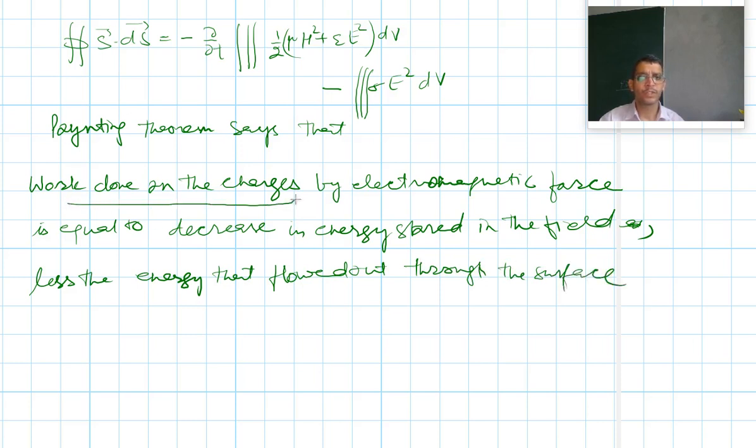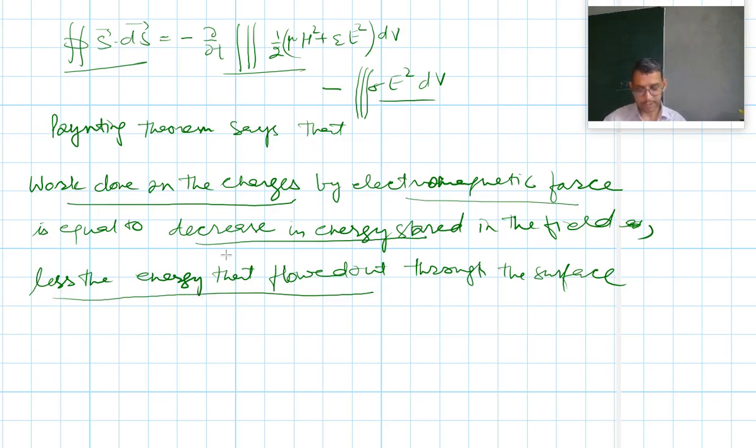So this work done on the charges is represented by this term, the decrease in energy stored is represented by this one, and less the energy that flowed through the surface is represented by this term. So this is the statement of the Poynting theorem. As I talked about in this lecture, in the Poynting theorem a new term is encountered, which we call the Poynting vector. So let us have a brief look at the Poynting vector, and talk about its pictorial representation.